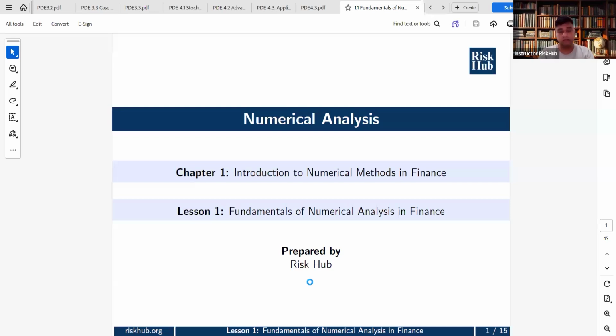All right, guys, let's start. So now we are doing another topic, which is called numerical analysis. Chapter number 1 is about the introduction to numerical methods in finance, and in chapter number 1, we are doing lesson number 1, right?